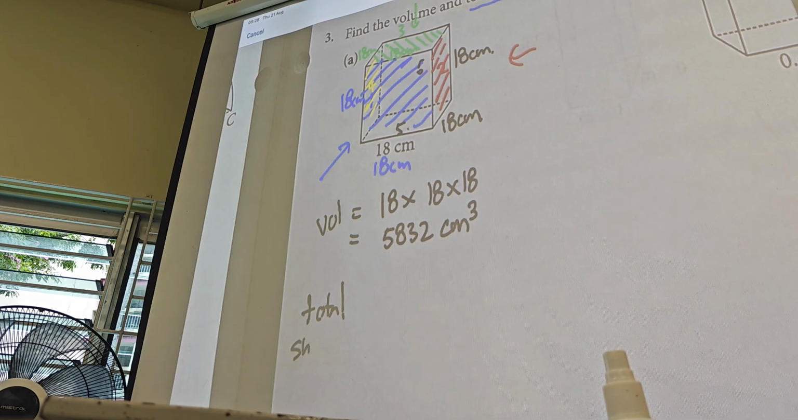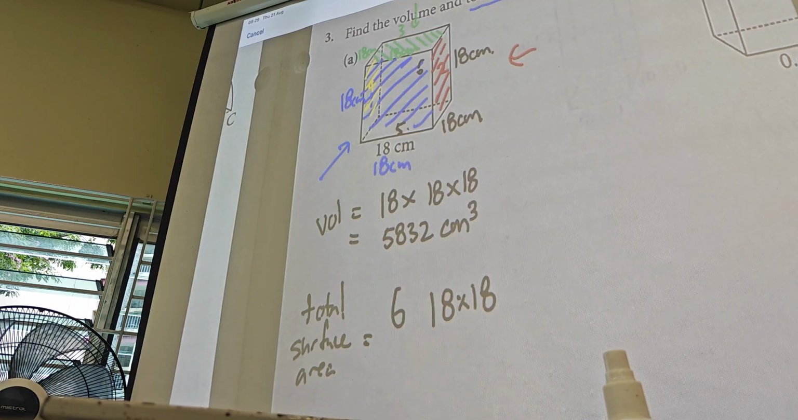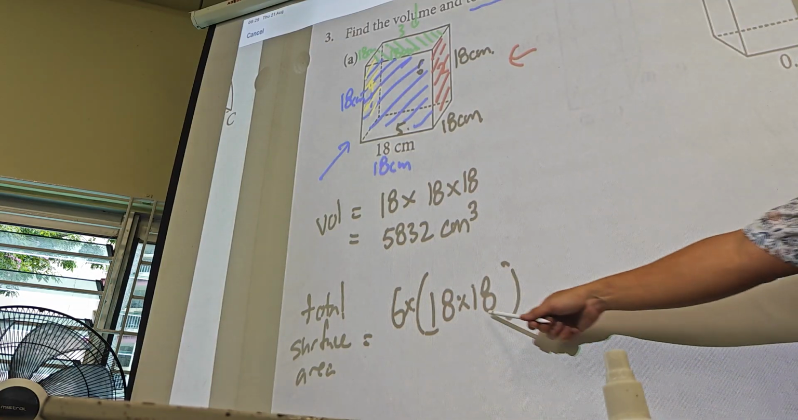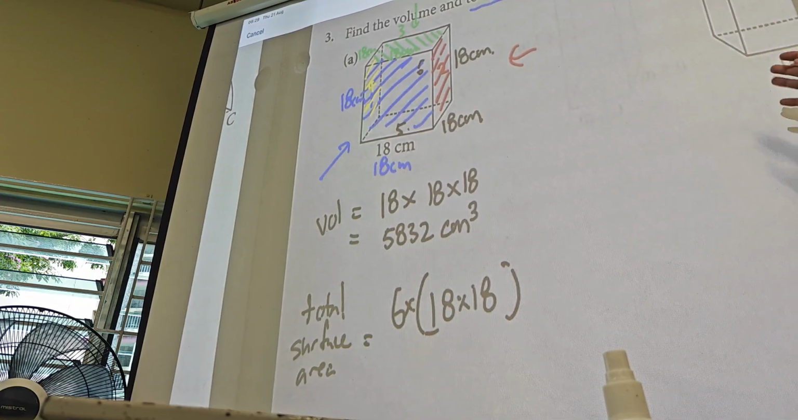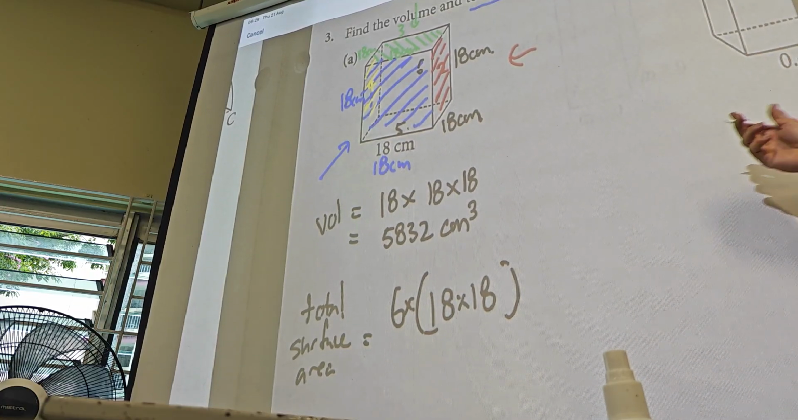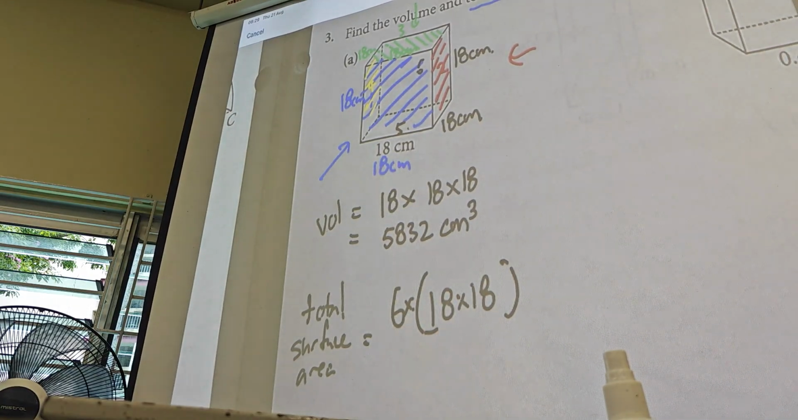The total surface area is adding up all these 6 sides. And for a cube, each side is 18 times 18. Then there are 6 of them. So there are 6 times the square area. Or you can do 18 times 18 plus 18 times 18 plus 18 times 18, because there are 6 of them. Or you can straight away do 6 times 18 times 18.